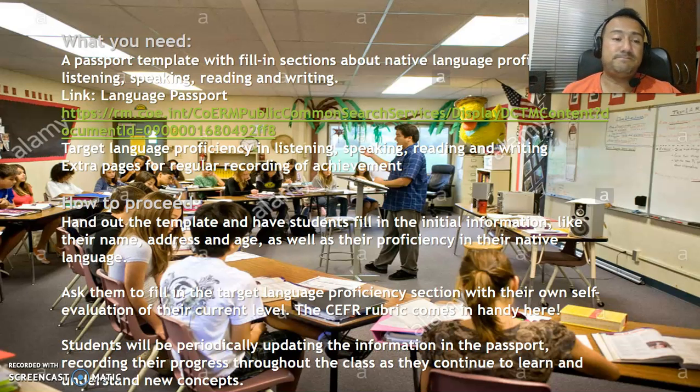How to proceed? Hand out the template and have students fill in the initial information like their name, address, age, as well as their proficiency in their native language. Ask them to fill in the target language proficiency section with their own self-evaluation of their current level. The CEFR rubric comes in handy here. Students will be periodically updating the information on the passport, recording their progress throughout the class as they continue to learn and understand new concepts.